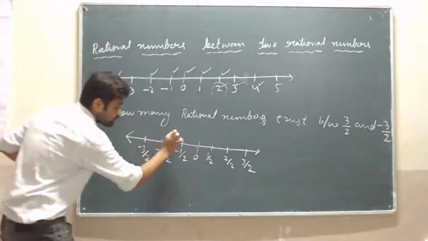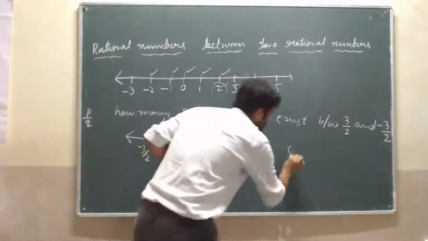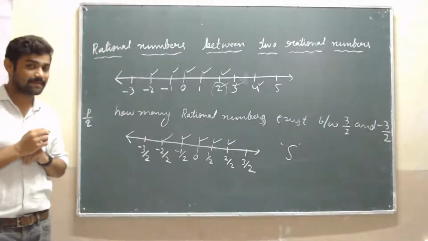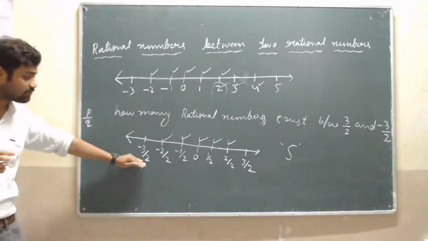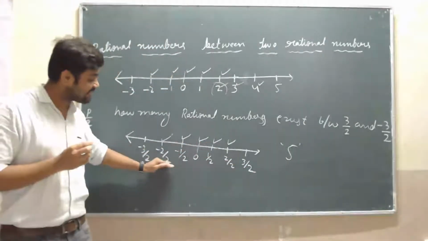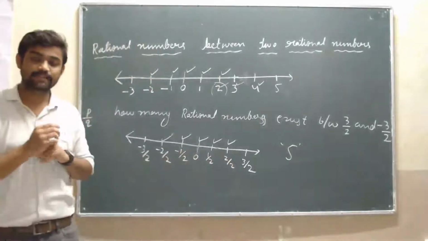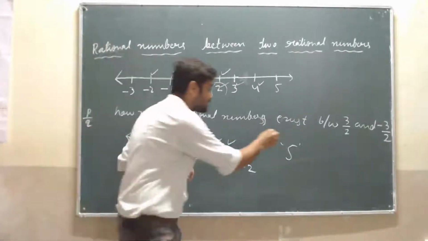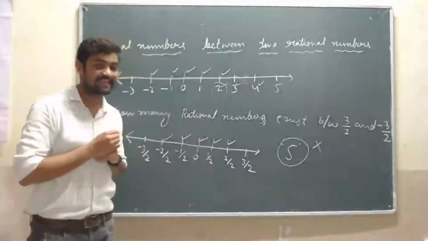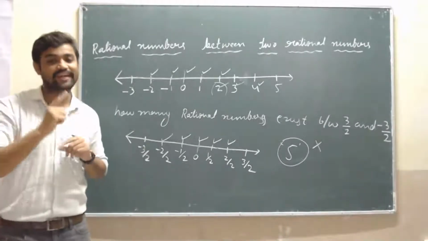See, 1, 2, 3, 4, 5. Is it the correct answer? Is 5 the correct answer? From -3/2 to +3/2, is there an existence of only 5 rational numbers? No, it is wrong. Then how many rational numbers are there? That is, infinite rational numbers are between any two rational numbers.